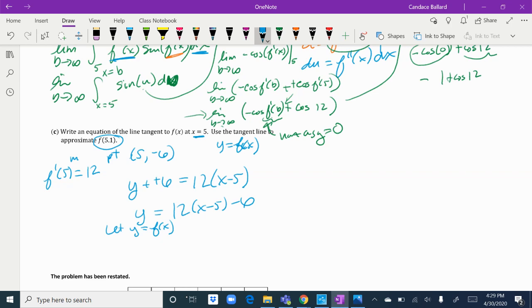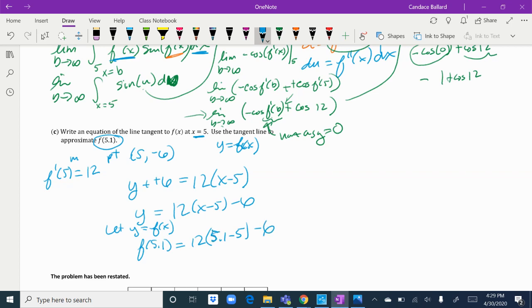They're human just like us, and they make mistakes when they're writing the problems, and they may have just left it and neglected to put that in there once they knew they were putting this little stem in there. So it's okay. So we're going to say that f of 5.1 equals 12 times 5.1 minus 5 minus 6.